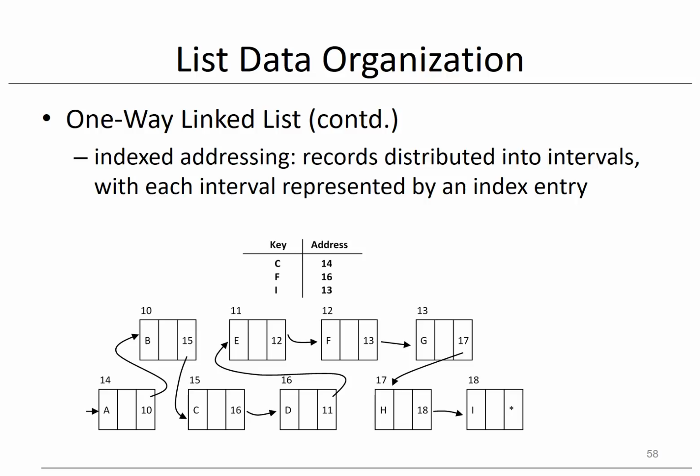Another variant is to combine a linked list with indexed addressing. The records are distributed into intervals, with each interval being represented by an index entry. The index allows for directly accessing the first record of an interval without passing through all the records in previous intervals. This is illustrated in the figure.